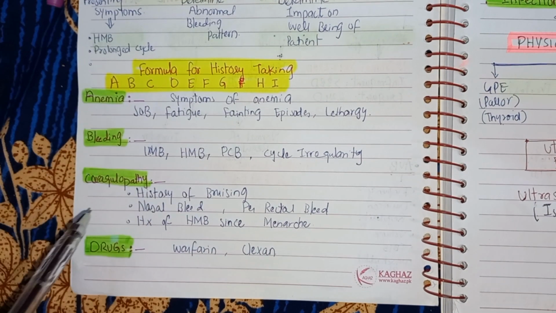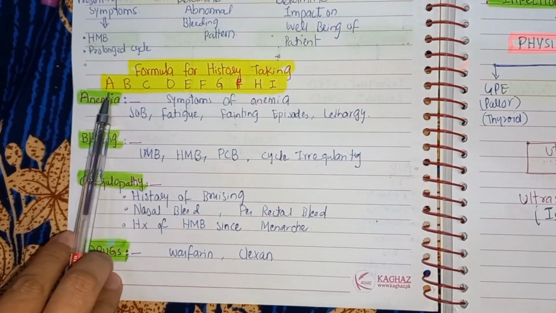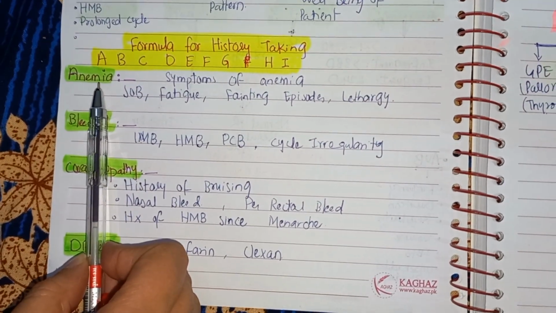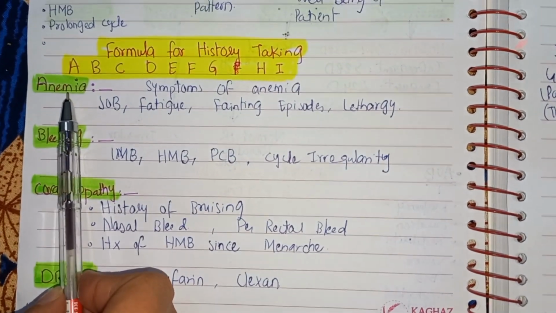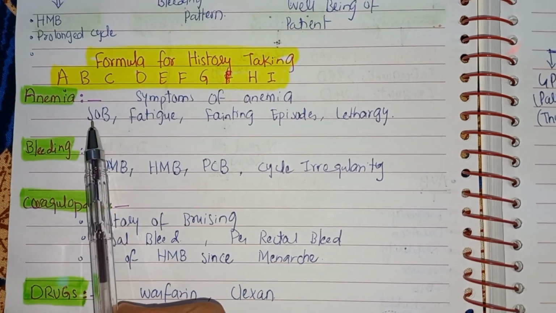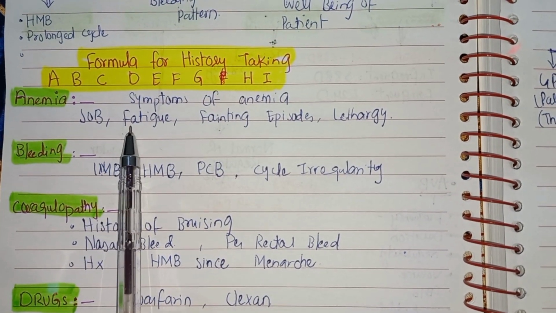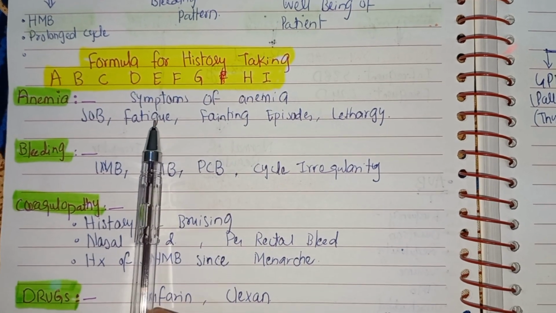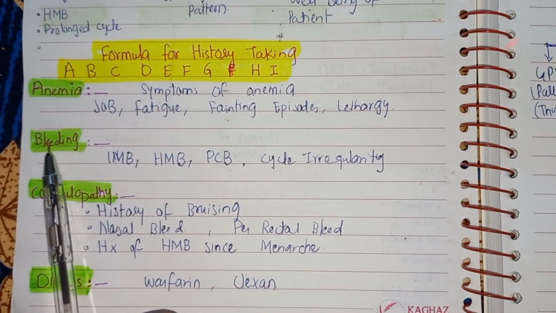Now let us discuss what A stands for. A stands for anemia. Whenever a patient has bleeding problems, she may be anemic. Always ask about the symptoms of anemia: either she has shortness of breath, fatigue, fainting episodes, lethargy, or there is any history of blood transfusion in the past.